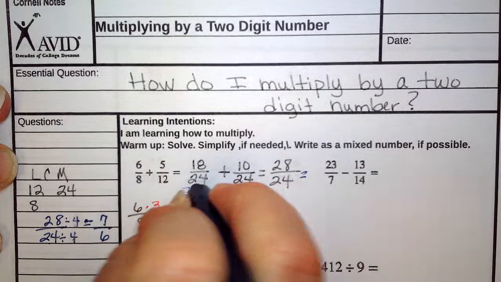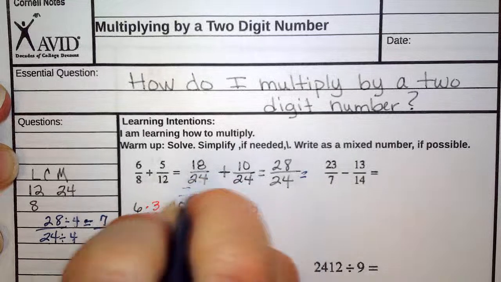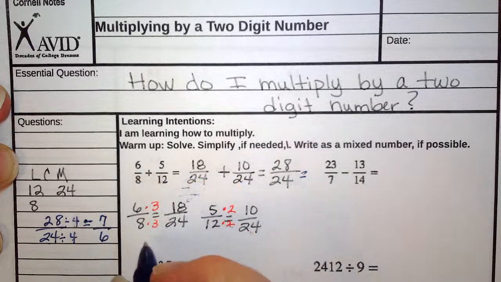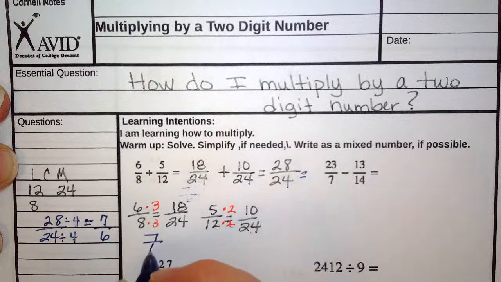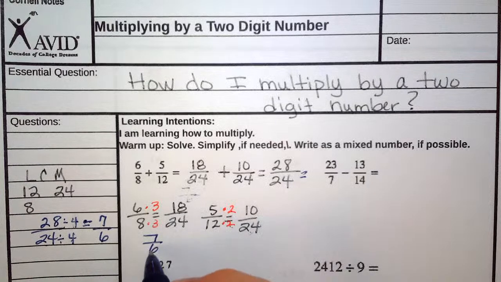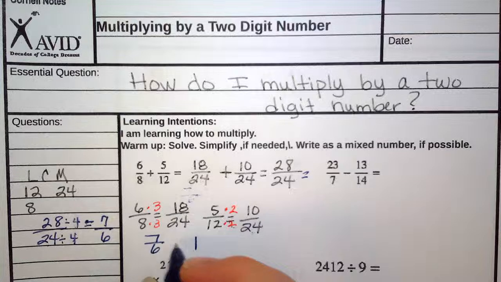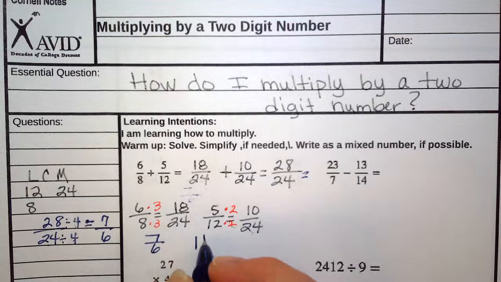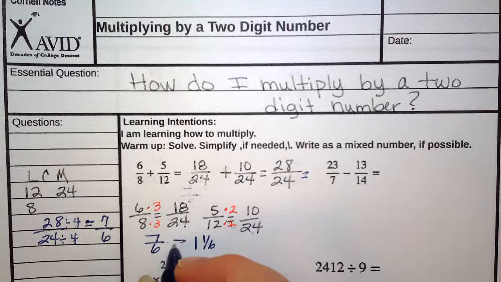I'm going to put this down where we can see it a little bit better. Now, 6 goes into 7 one time. I've got a remainder of 1, so it's 1 and 1/6.